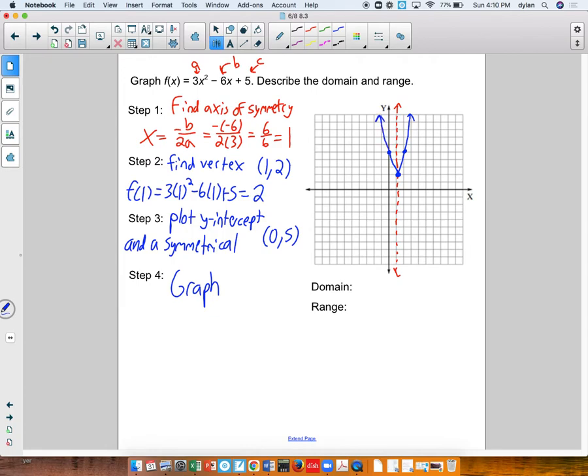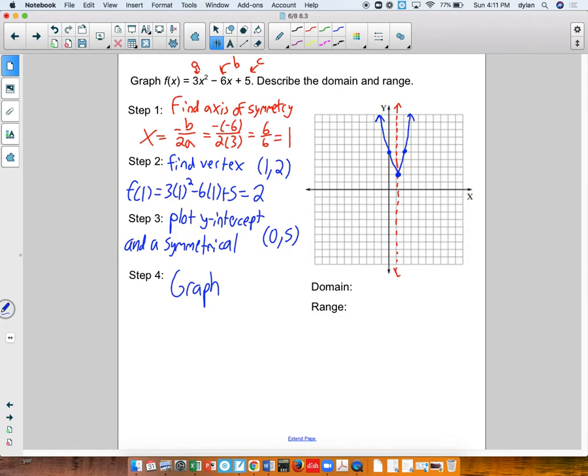Now one thing you'll notice here is once you have the vertex, if you wanted to, you could also get the next 2 points by using the a value and going 1 point to the right and 1 point to the left, because the a value in this case is 3, so we would go up 3 over 1 to the right, up 3 over 1 to the left.